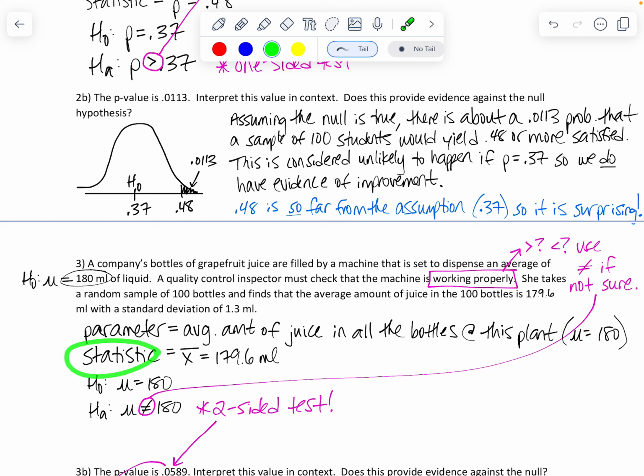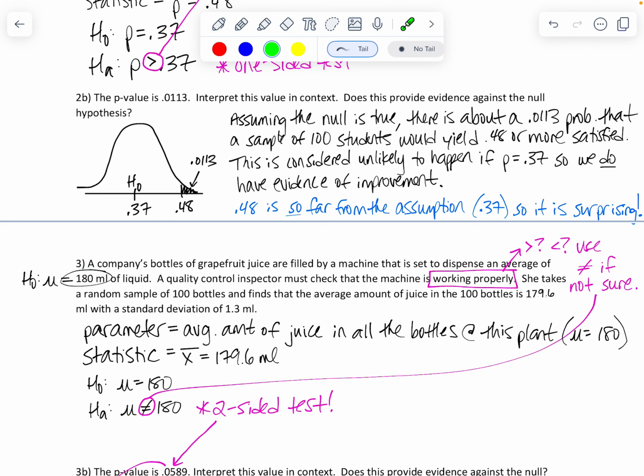I took a statistic, note the symbol, and I got 179.6. I wonder, that seems pretty close to 180, right? Here's our standard deviation. Let's talk about the p-value when we get to it. I have a null hypothesis. Note I'm not using a P here because this is a means question, and I am assuming that the company's baseline, whatever they're trying to fill all these bottles up to, is true.